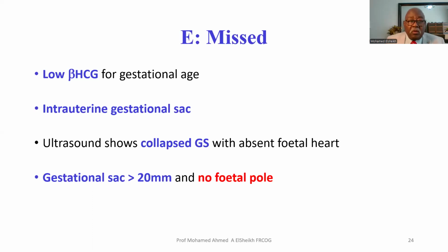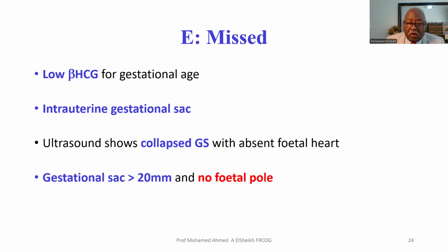Missed miscarriage: low beta HCG for gestational age. As I said earlier on, they give you a quantitative value and tell you that this is equivalent to so many weeks of pregnancy. So here, the beta HCG is less than what is expected for the gestational age. There is an intrauterine gestational sac. It is usually collapsed with absent fetal heart. So you may see a collapsed gestational sac with no fetal heart.